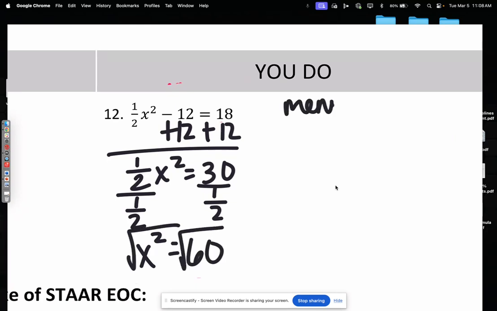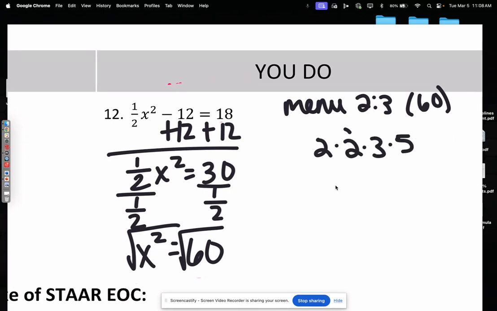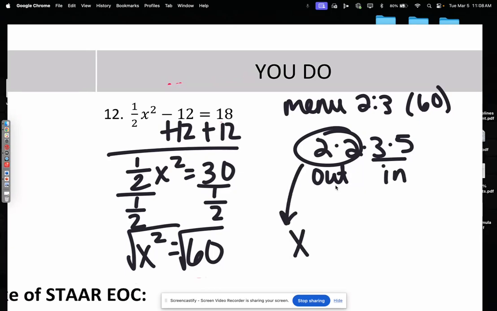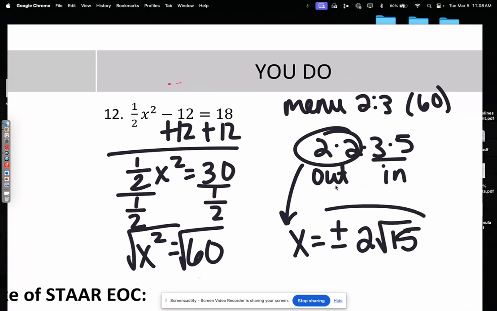So if you recall when we simplified radicals before, we put it in our calculator. And if you remember, pairs go out, singles stay in. So this is going to be x equals plus or minus 2 on the square root of 15. And you can put that in your calculator.